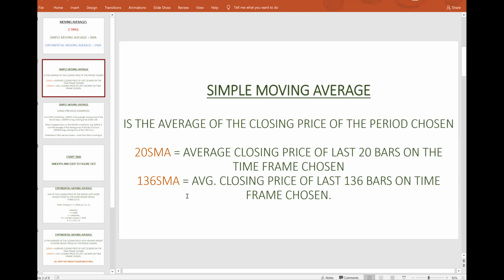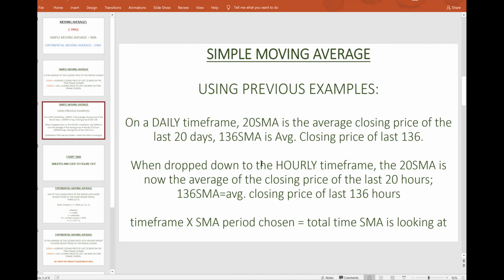And like I just picked a random number, the 136 SMA is the average closing price of the last 136 bars. So when you're looking at it on a daily time frame, the 20 simple moving average is just the average closing price of the last 20 days. And when you drop down to the hourly time frame, the 20 simple moving average is now the average of the closing price of the last 20 hours. So you can do that yourself by taking whatever time frame you're in and... hold on, that doesn't even make sense now that I'm looking at it. Anyway, take the closing price of the last 20 bars, add them all together, and then divide by 20, and that will give you the simple moving average for the 20. And then same with the 136. You would take the last 136 bars, which nobody's going to do, so we're glad we have platforms that do it for us, and add them all up and divide them by 136, and you're going to get that price for you.